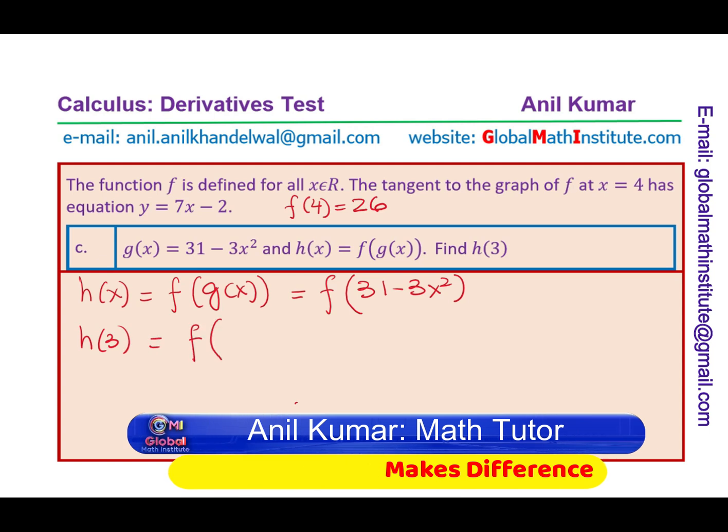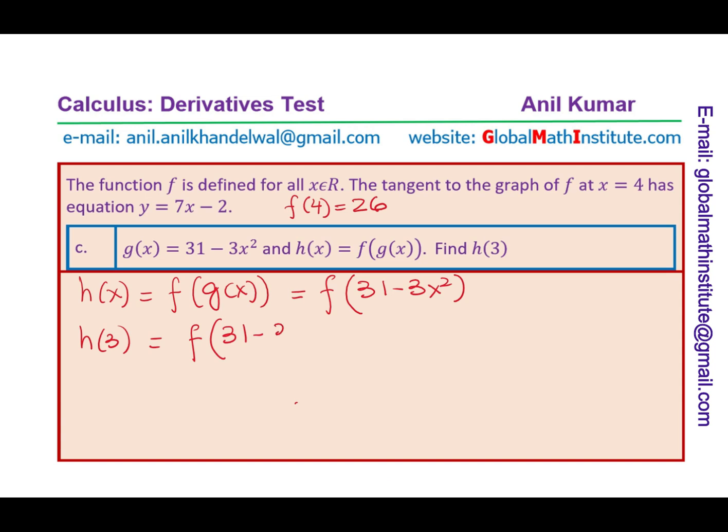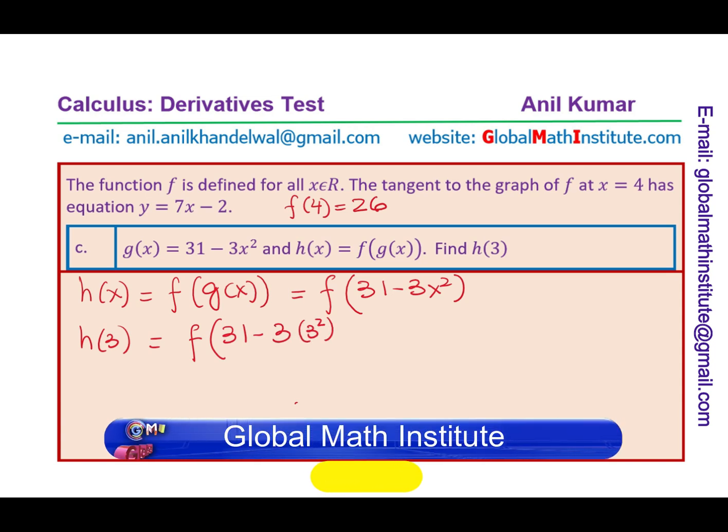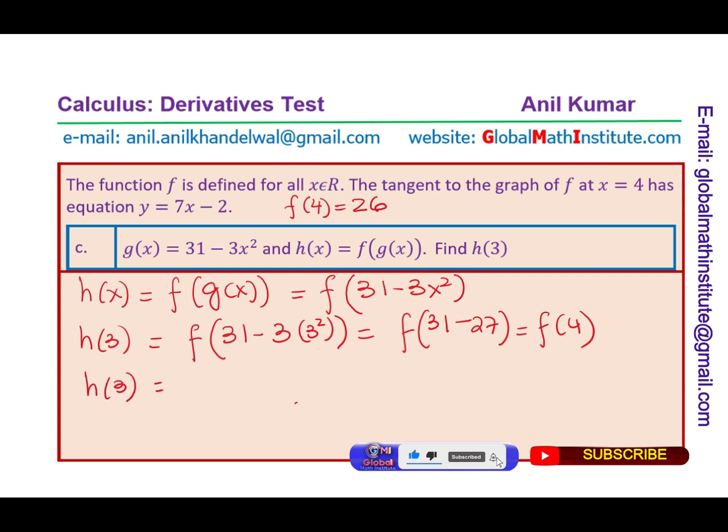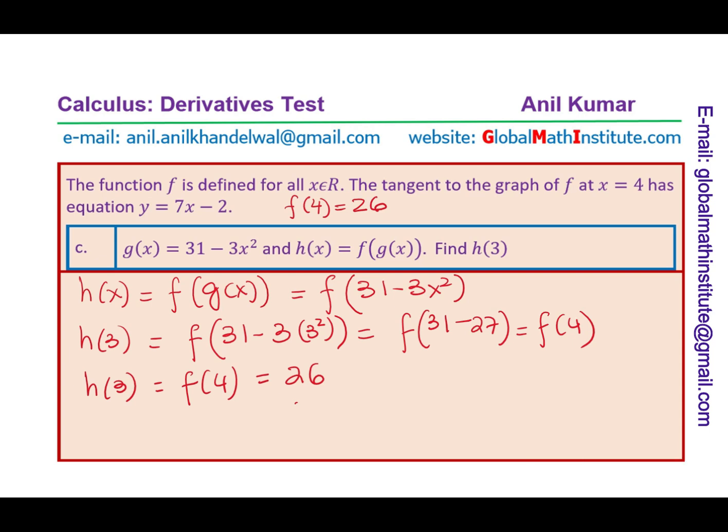So f of 31 minus 3 times 3 squared, which is f of 31 minus 9 times 3, which is 27, which is f of 4. And we just figured out what f of 4 is. It is 26. So h of 3 is equal to f of 4, which is also equal to 26. Correct? So we have the value of f of 4 as 26. The same is the value for h of 3 for this composite function. So both are 26. Clear?